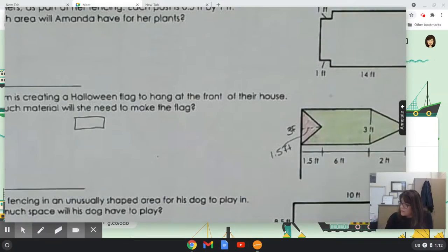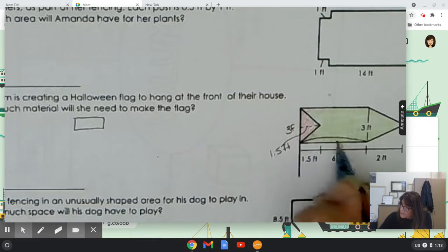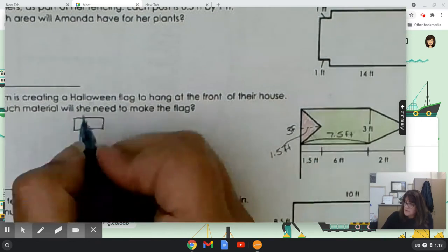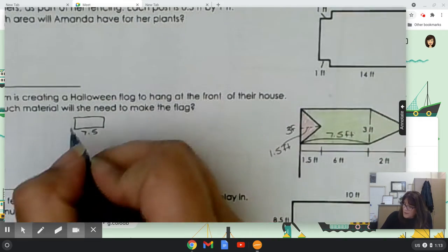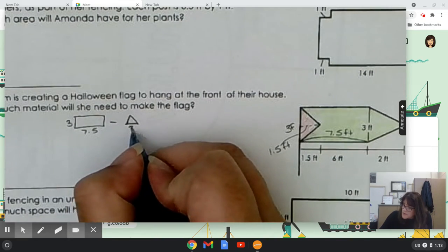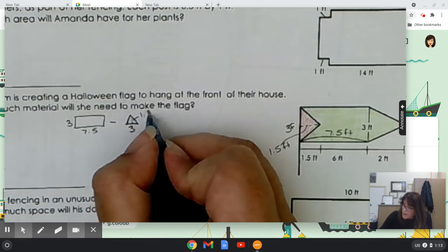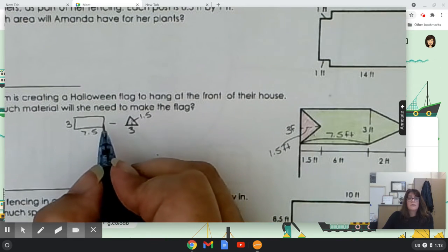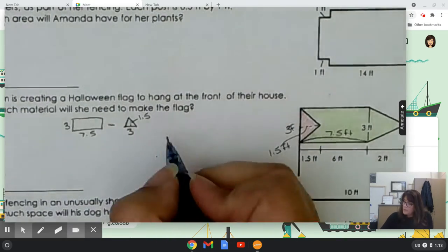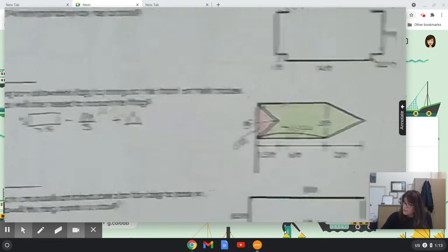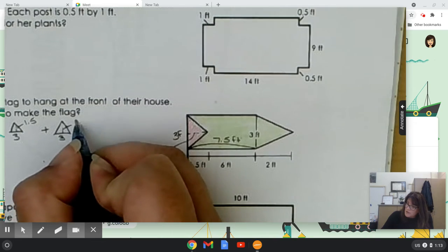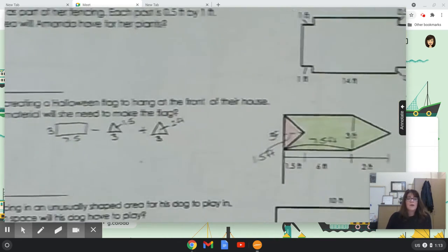I have a rectangle that's 7.5 feet, just like we did in class, by 3, minus a triangle that's 3 by 1.5. Okay, and then I can show that calculation. Plus, I'm adding on a triangle that's 3 feet and it's 2 feet tall.